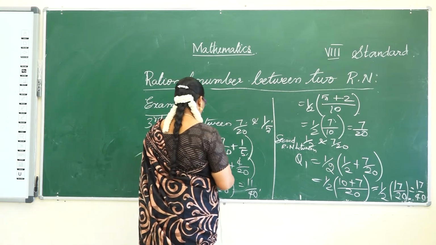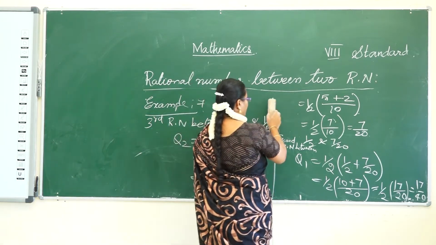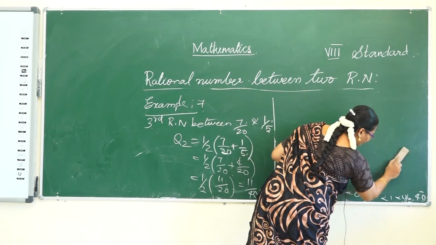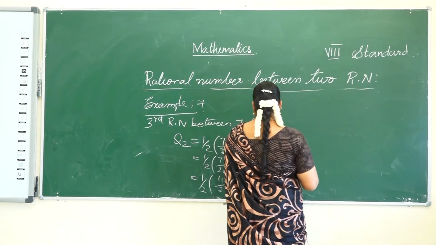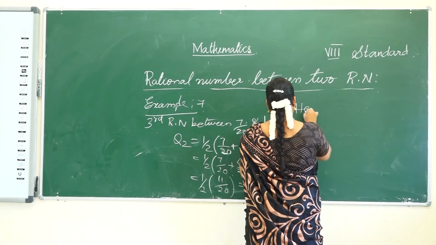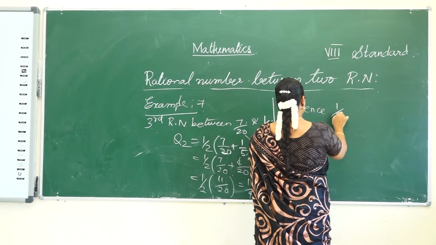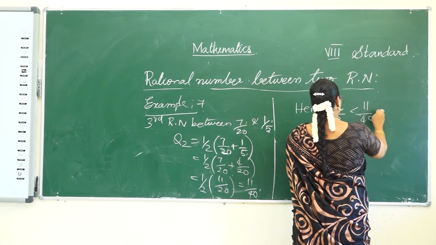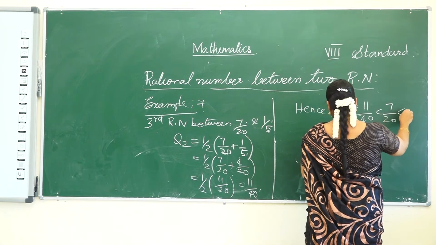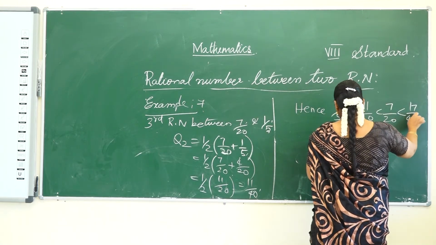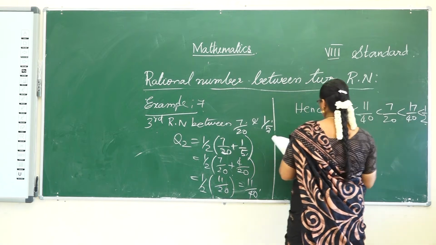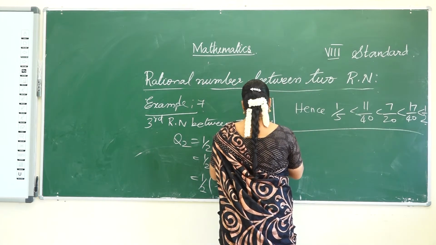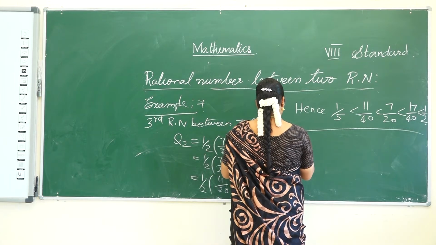Okay, so let's write it. Hence, what are the rational numbers we have found? The rational numbers between 1 by 5 is less than 11 by 40, less than 7 by 20, less than 17 by 40, and less than 1 by 2. Okay, and next example.